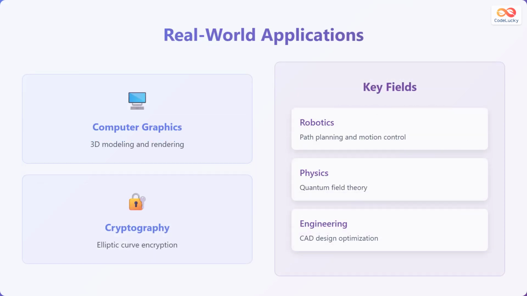Algebraic geometry has a wide array of real-world applications. One key application is in computer graphics, particularly in 3D modeling and rendering. Another important application is in cryptography, specifically in elliptic curve encryption. It is also used in robotics for path planning and motion control, in physics for quantum field theory, and in engineering for computer-aided design optimization.